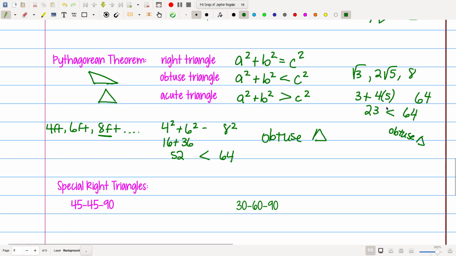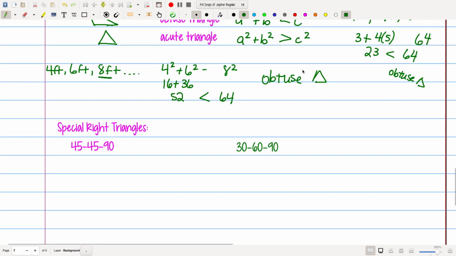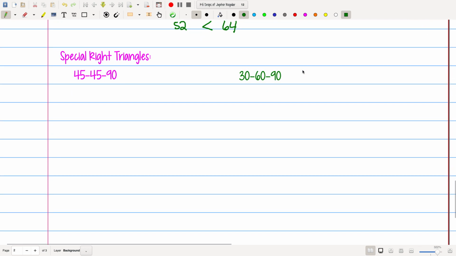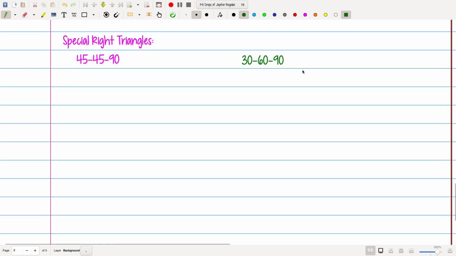Okay, so had it been greater than, it would have been an acute triangle. Had it been equal to, it would have been a right triangle. Okay, moving on, there's 2 special right triangles, and the ACT loves these questions.